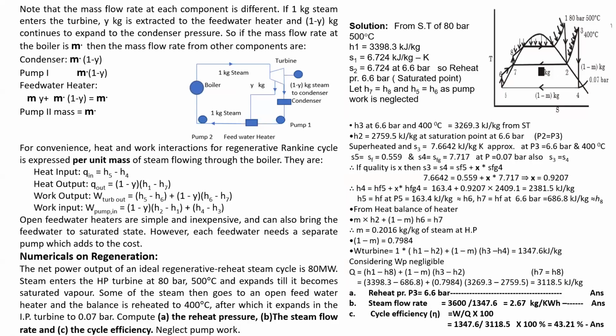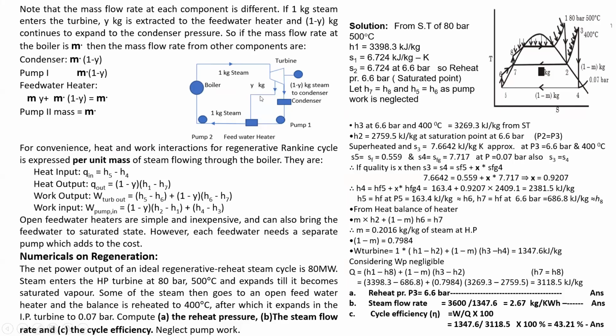So the numerical on the regeneration cycle, we'll see in the next class. Okay, just 5 minutes. I will just explain this fastly and will repeat it again in the next class. Note that the mass flow rate of each component is different. If 1 kg of steam enters the turbine, you can see I have again drawn this line diagram myself. You can see the 1 kg of steam is going to the turbine.